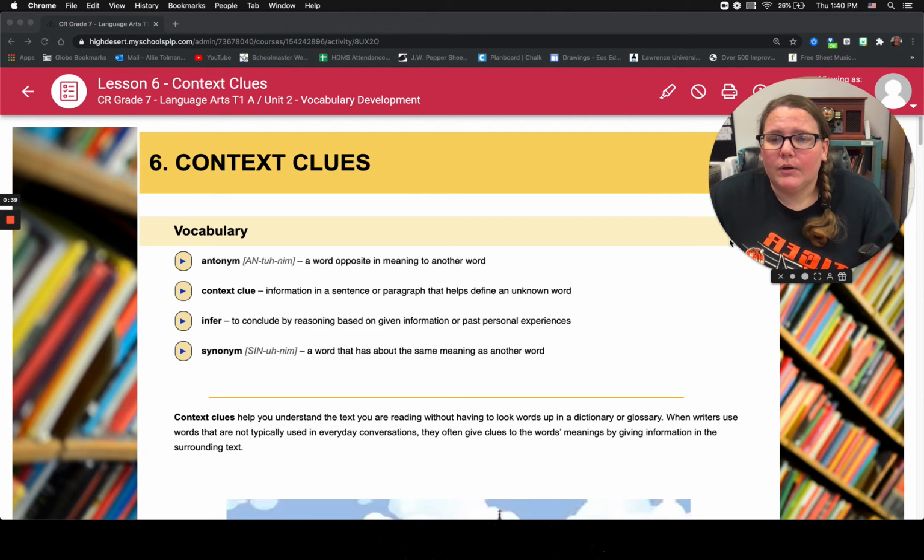Our vocabulary, we only have 4. We have antonym, which is a word opposite in meaning to another word. Context clue, it's information in a sentence or paragraph that helps define an unknown word. Infer, which is to conclude by reasoning based on given information or past personal experiences. Synonym, it's a word that has about the same meaning as another word.